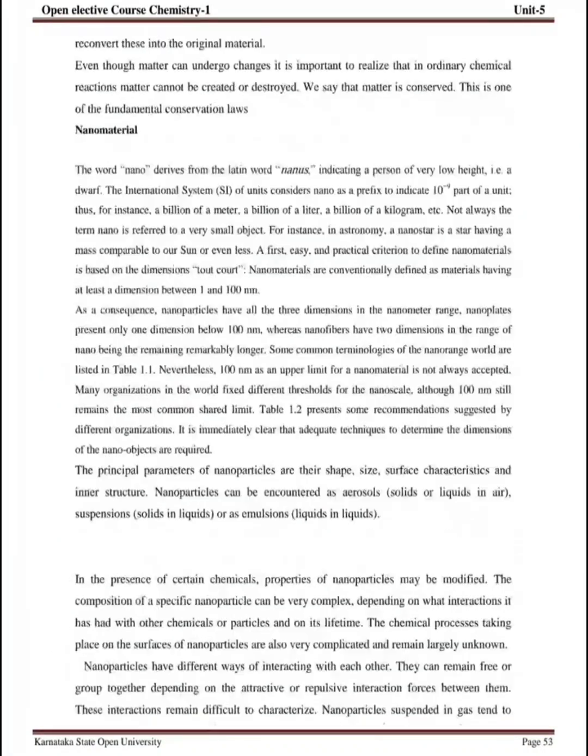So next, nanomaterials. Nanomaterials are conventionally defined as materials having a dimension between 1 to 100 nanometers, and it can be indicated by 10 to the power of minus 9. So these are the nanomaterials. It can be defined in one line.